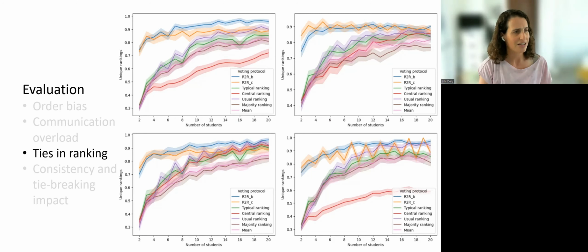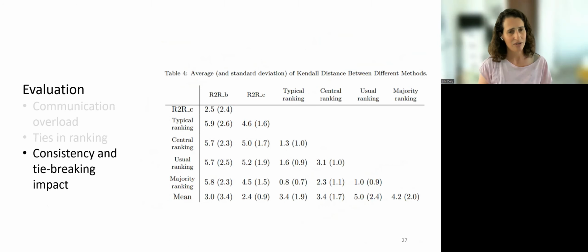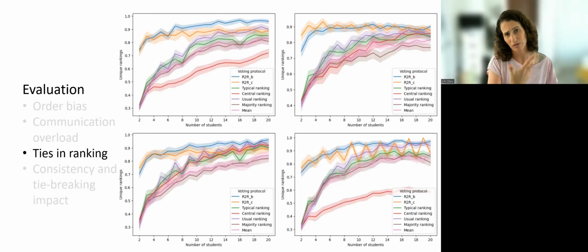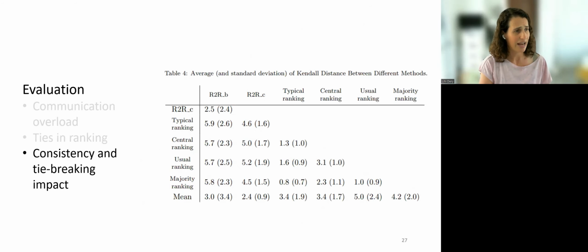Okay, and the last thing I did is I also compared, in the same way that Fabre compared in his paper, I looked at the Kendall distance between the different methods, because here what I could see is that R2RB is better than R2RC and better in general. And I wanted to see what is the impact of the tie breaking when maybe all of the methods perform more or less the same all of the time.